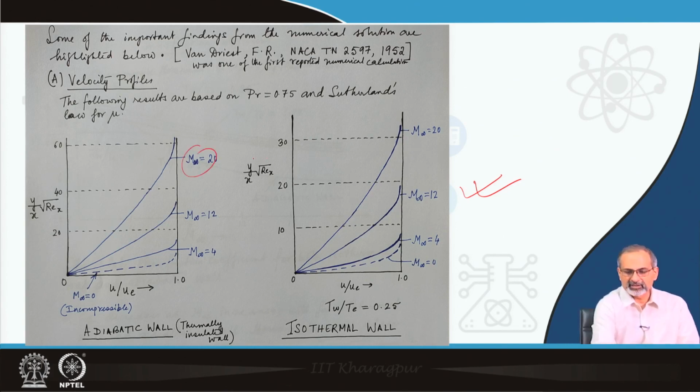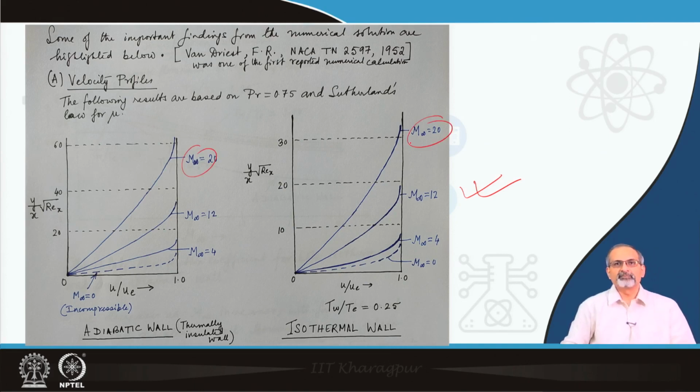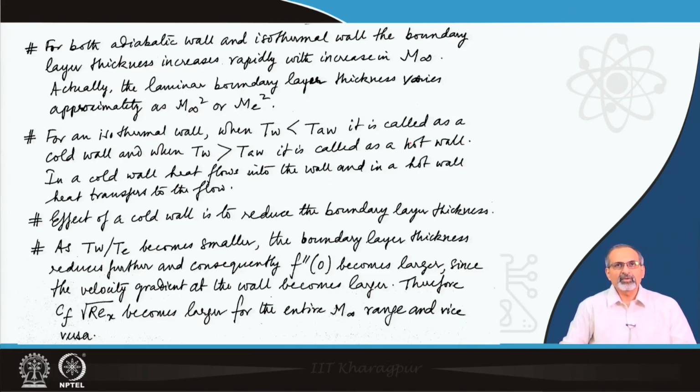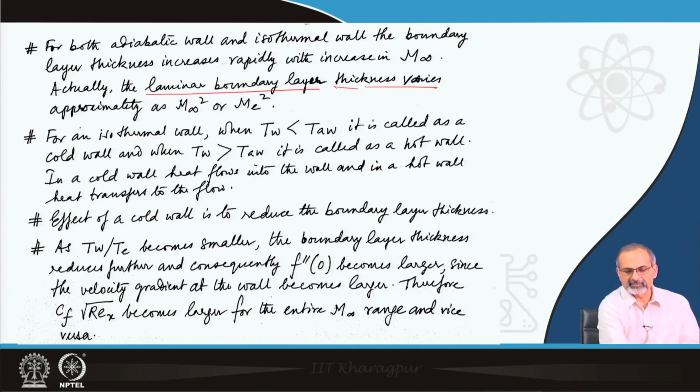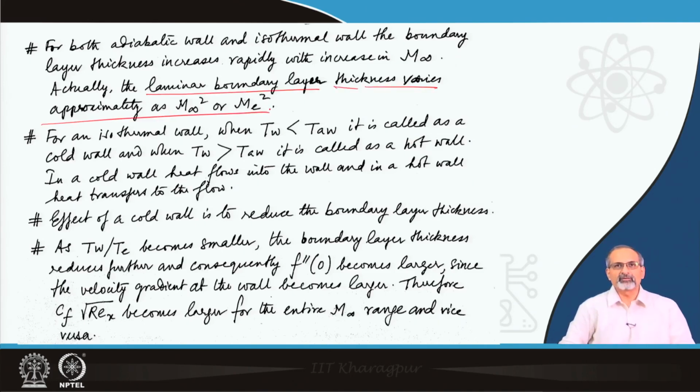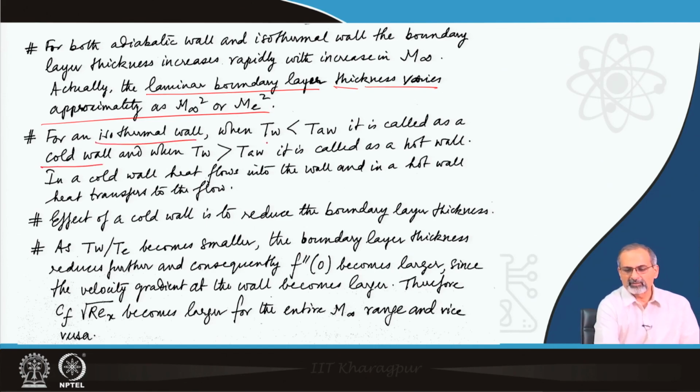In general, we found that the velocity profiles and the boundary layer thicknesses essentially go up with increase in Mach number. We found that in the laminar boundary layer case, the thickness varies approximately as the square of the Mach number, and for an isothermal wall, which is essentially called the cold wall when the wall temperature is below the adiabatic wall temperature, we found that the boundary layer thickness reduces.